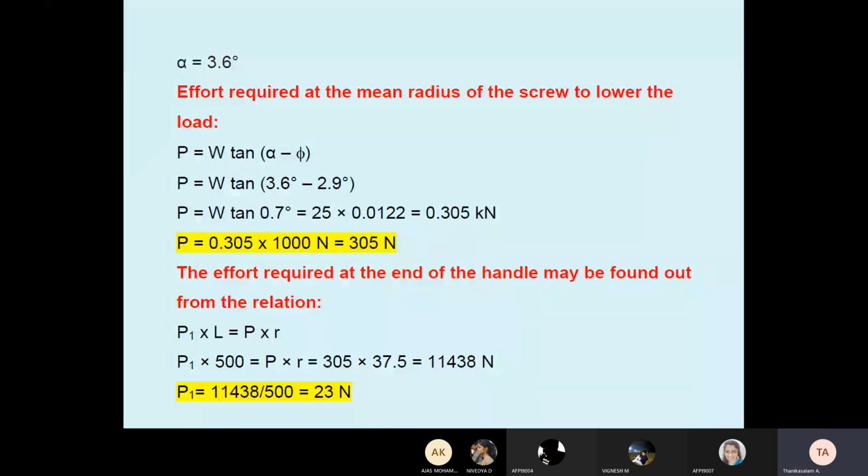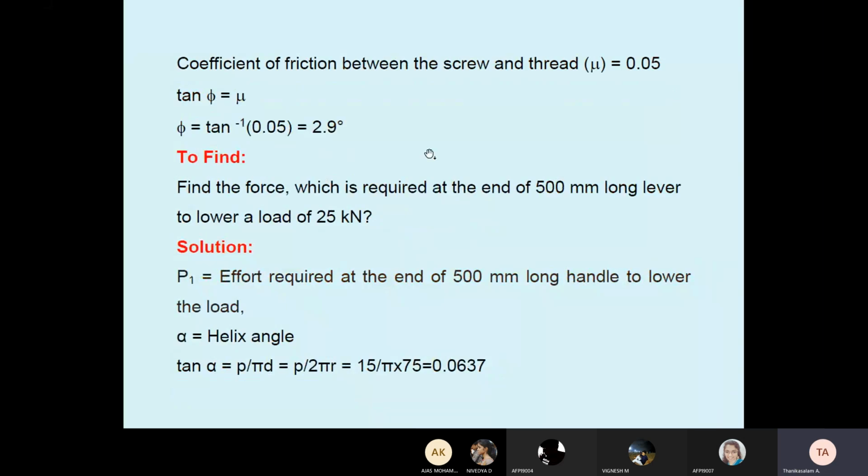What is the formula for lowering the load? P equals W tan (alpha minus phi). So first calculate alpha. How do you calculate alpha? Tan alpha equals pitch divided by pi d. The pitch value is 15. Diameter we can write as 2r. The diameter is 75. Therefore tan alpha equals 0.0637, and alpha equals 3.6 degrees.